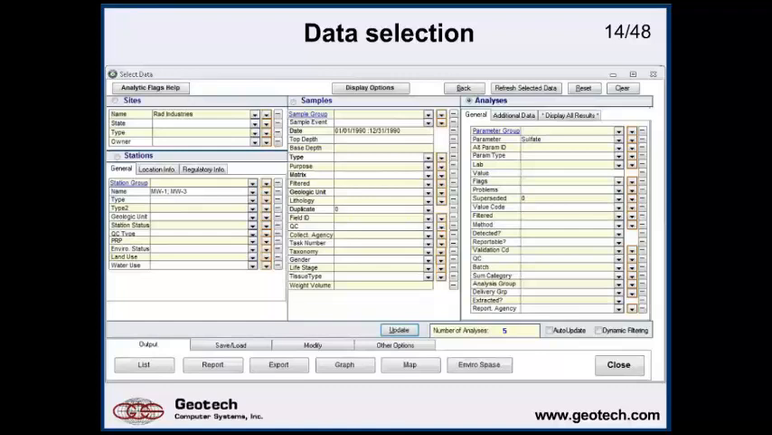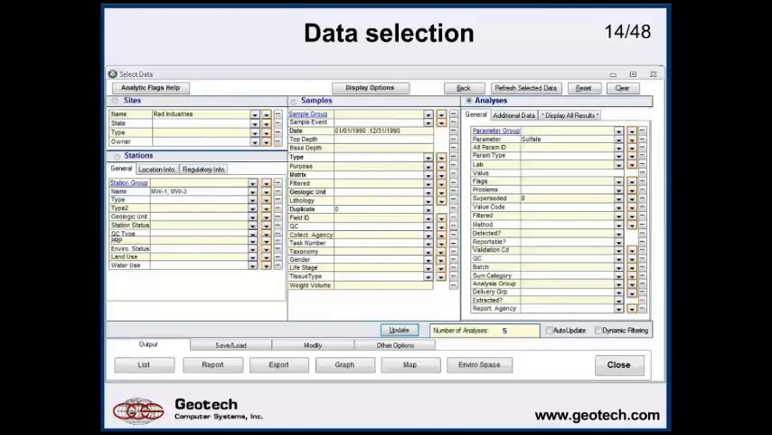Now, report's general. It could be a report, graph, map, or whatever, but you start out with data selection. And so in this case, the user's telling it, at this site, Rad Industries, we want these two wells, MW1 and MW3. And as you can imagine, if you fill out one of these lines, it filters based on it. If you leave it blank, you get everything for that particular data field.